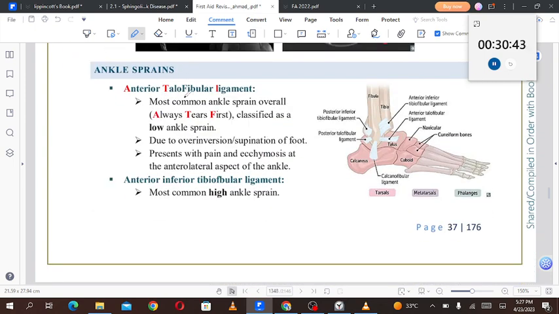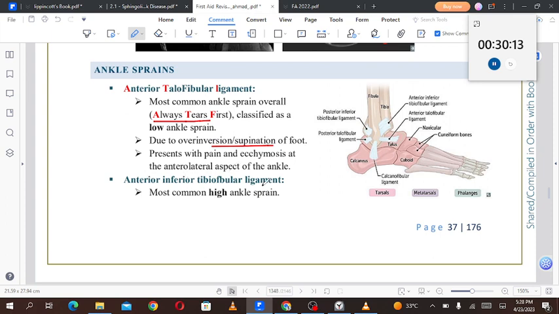So anterior talofibular ligament. The talofibular ligament is between the talus bone and the fibula bone on the lateral side. Okay, so anterior talofibular ligament: most common ankle sprain overall, always tears first, because this ligament is weaker in comparison to the medial ligament. It is due to over inversion and supination of the foot, and presents with pain and ecchymosis at the anterolateral aspect of the ankle.